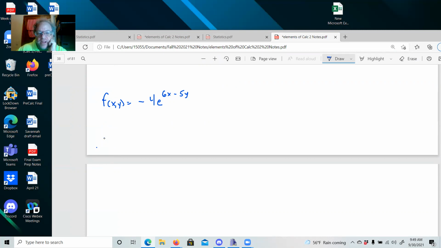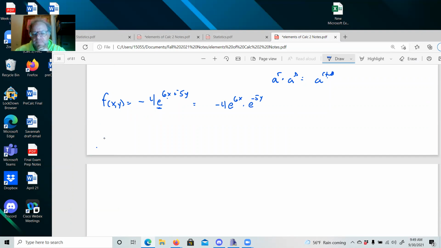When we have a minus sign up here, or we're adding a negative, what do our rules of exponents say? We have a to the r times a to the s, that is equal to a to the r plus s. So when the bases are the same, we get to add the exponents. So this could also be read as negative 4 e to the 6x times e to the negative 5y.